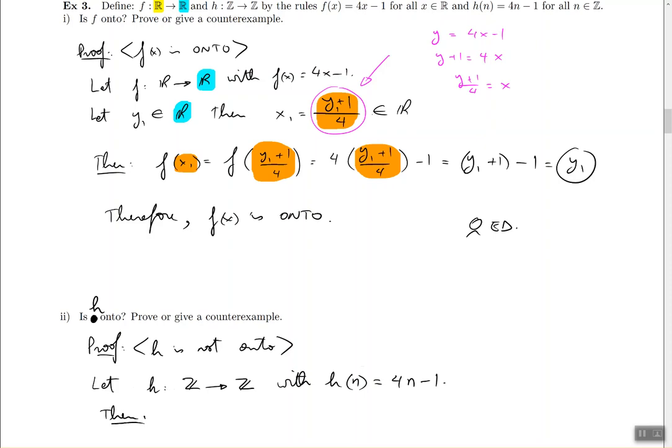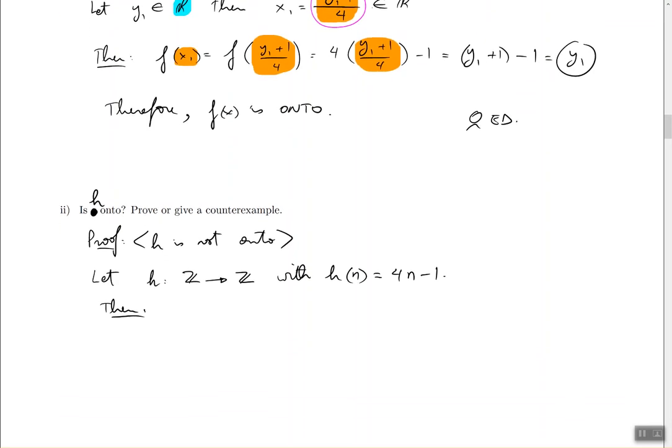But this time I'm going to pick a number y1, a specific number y1 that is in the codomain. I'm going to pick the number actually 5. Then let y1 be equal to 5. That is in the codomain for sure. 5 is an integer, so it belongs in the codomain. But unfortunately, there's no number in the domain that has that image 5. There's no number x1 that when it plugs into the 4n-1 gives us 5.